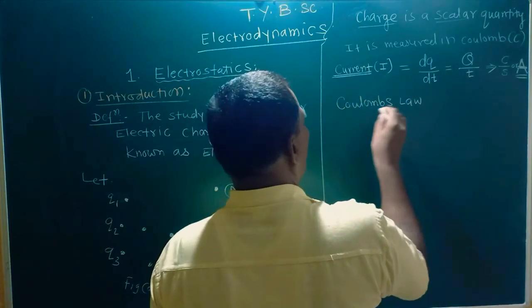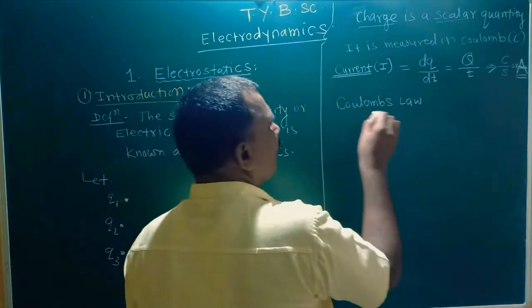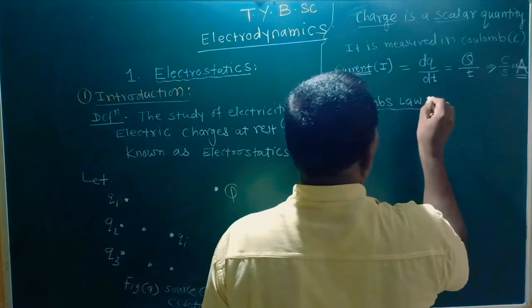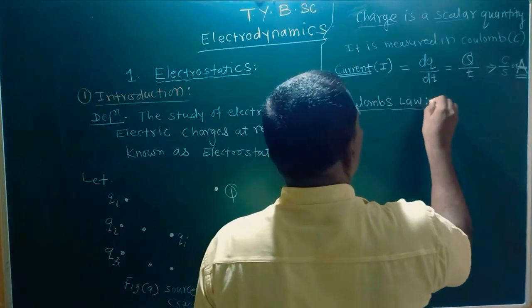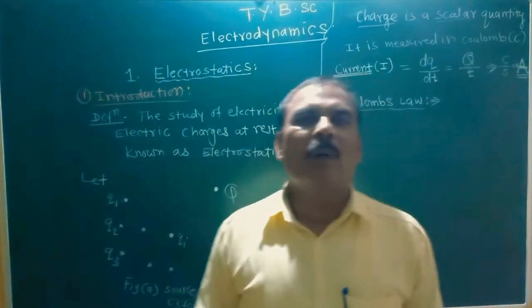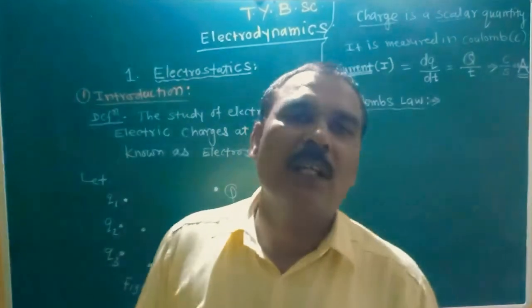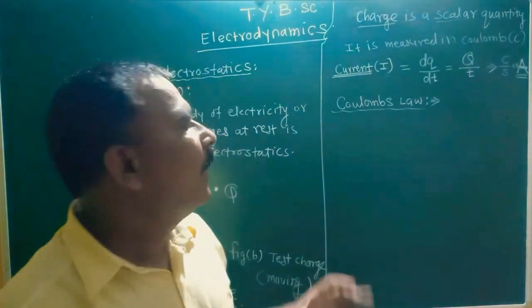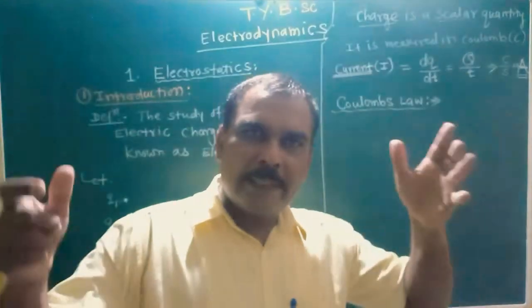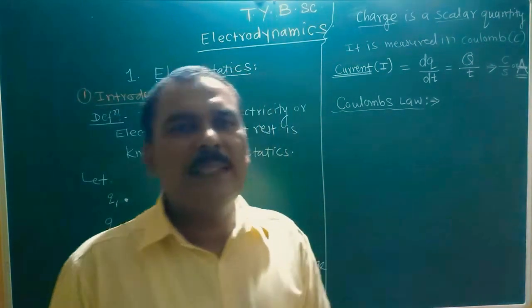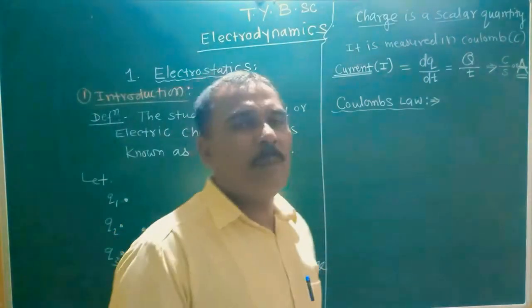All these are the introductory points. We just have to revise from the last classes. That is Coulomb's law. From school level we have studied what is current, what is charge, and also electrostatics, what Coulomb's law means, what electricity means. We have already studied this, we just have to revise here. So, Coulomb's law means what?